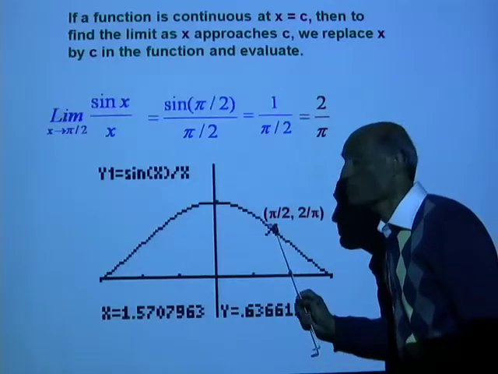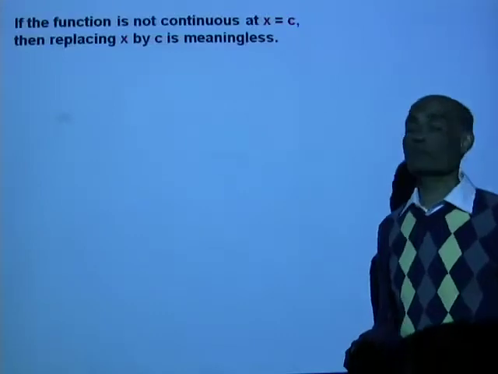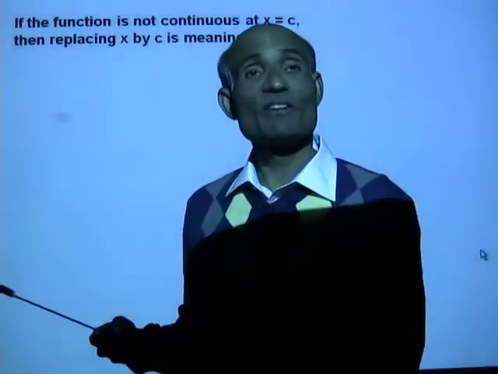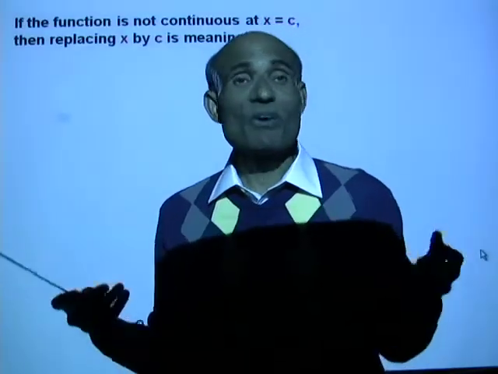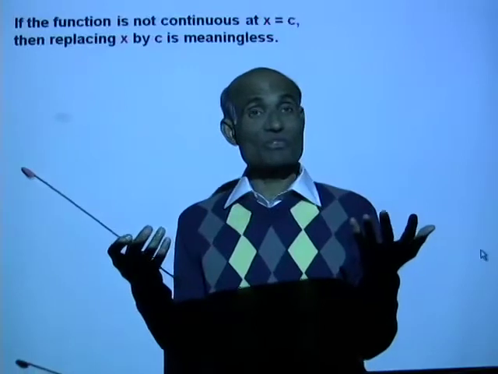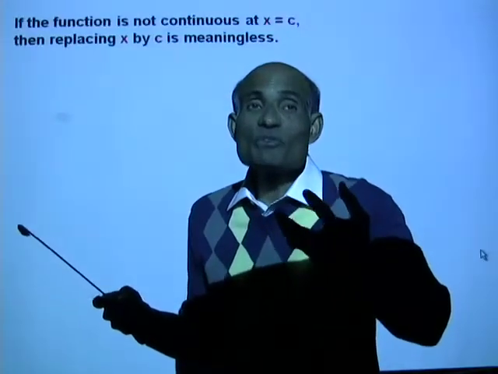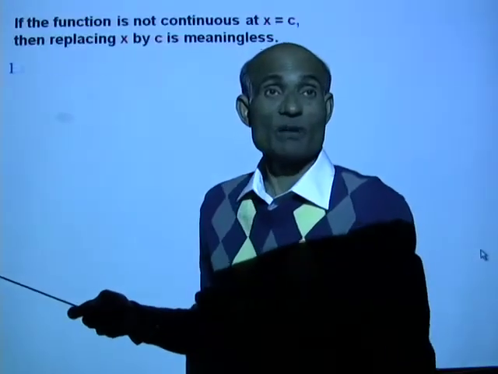When x equal to pi by 2, the output is 2 over pi. What happens if the function is not continuous at x equal to c? If the function is not continuous at x equal to c, replacing x by c will not give you any meaningful output, will it? No, it will not.